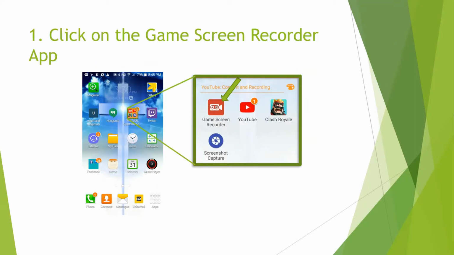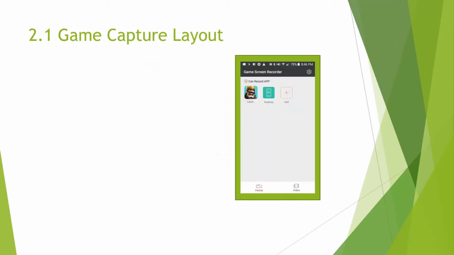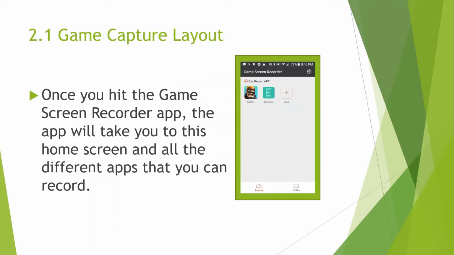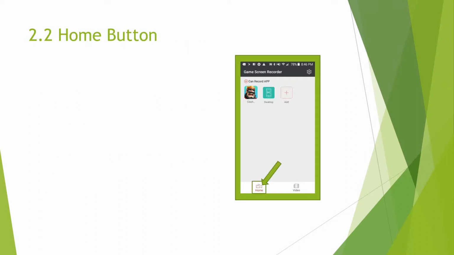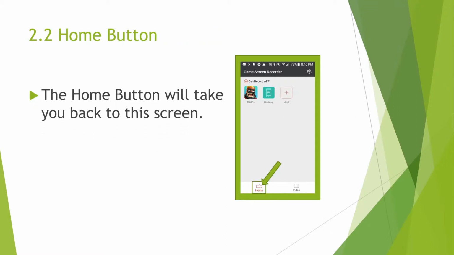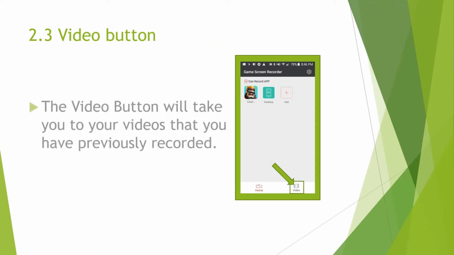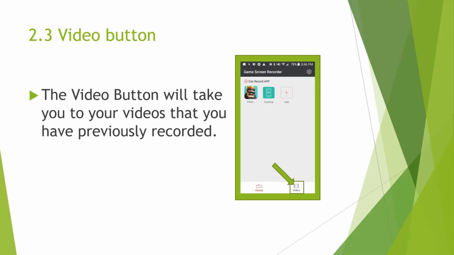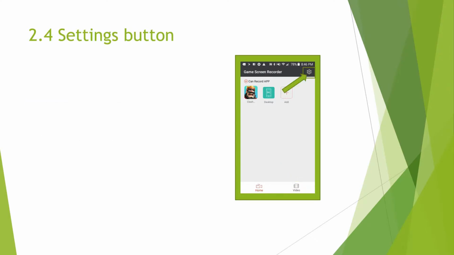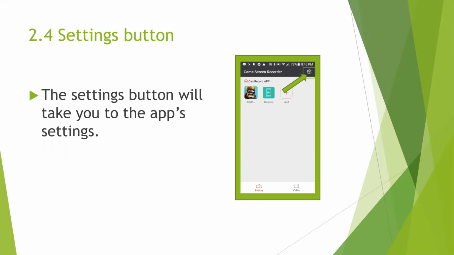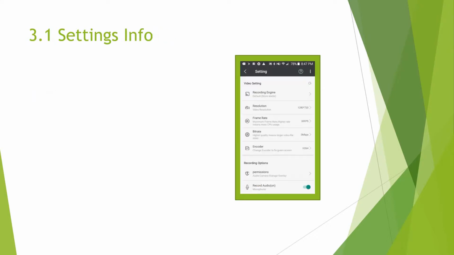So step 1, click on the Game Screen Recorder app. Once you hit the Game Screen Recorder app, the app will take you to this home screen and all the different apps that you can record. The home button will take you back to the screen. The video button will take you to your videos that you have previously recorded. And the settings button will take you to the app settings.